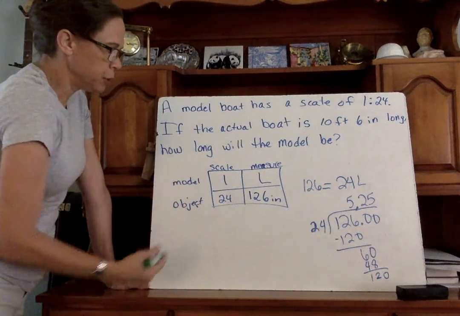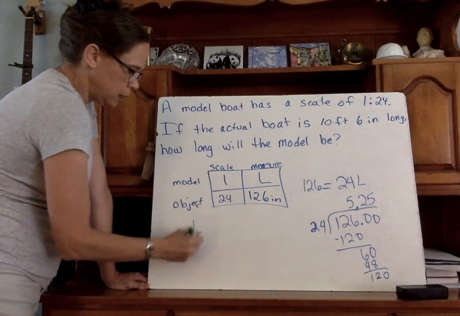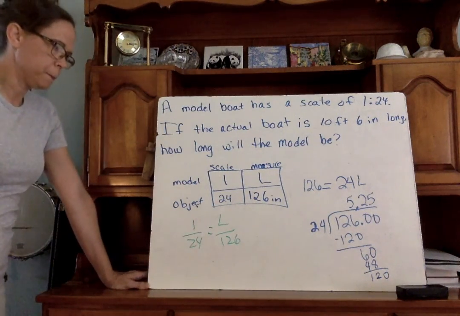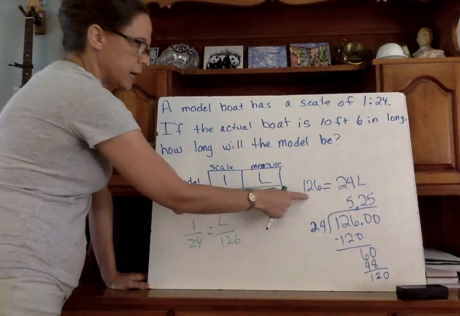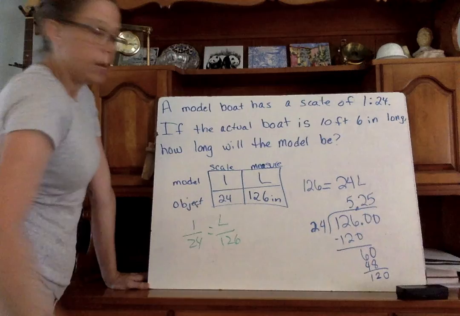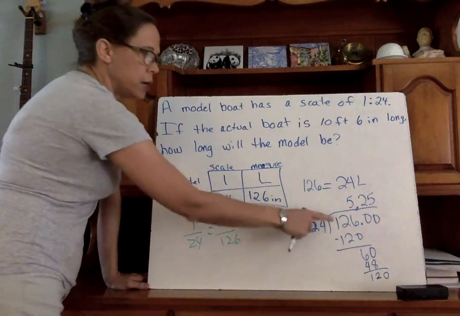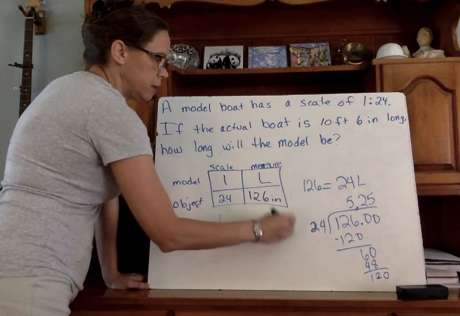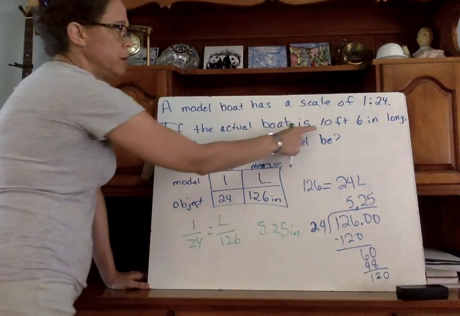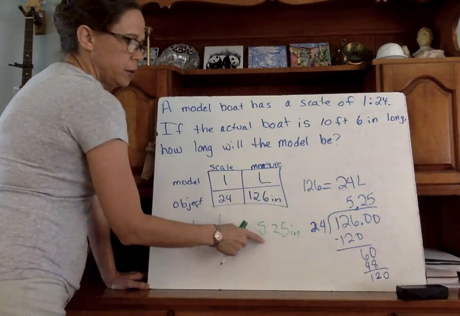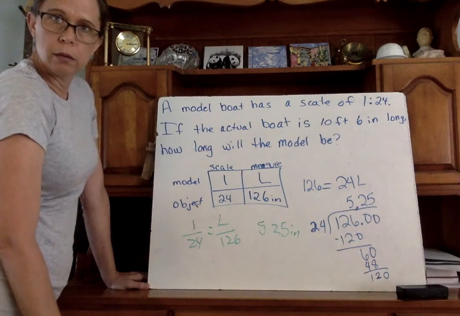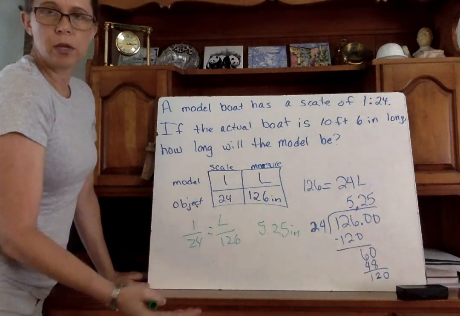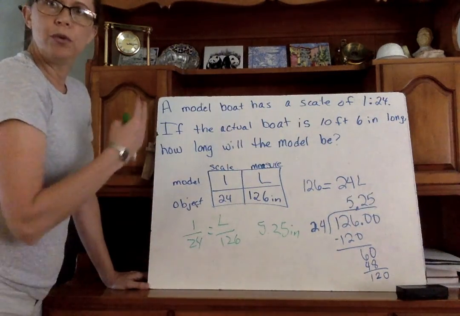Okay, so this just allows me to build a proportion. 1 is to 24, as L is to 126. Okay, so I did my cross multiplying, and I got 126 is equal to 24L. So I need to divide both sides by 24. 126 divided by 24 gives me 5.25 inches. Okay, so if the real boat is 10.5 feet long, the model needs to be 5.25 inches long. Okay, so this is what we've been doing, guys. We're just transferring our knowledge about proportions to scale.